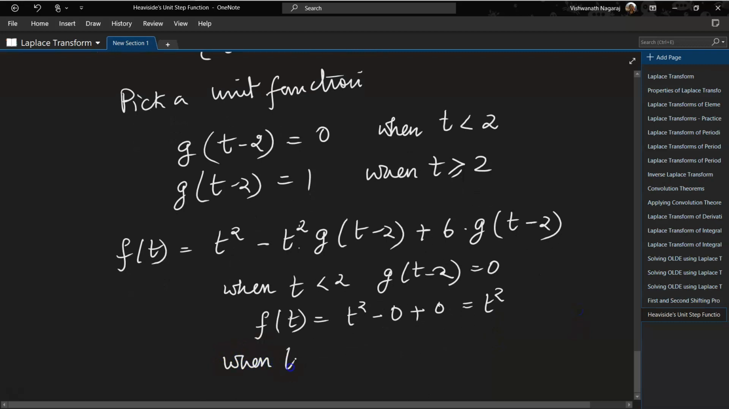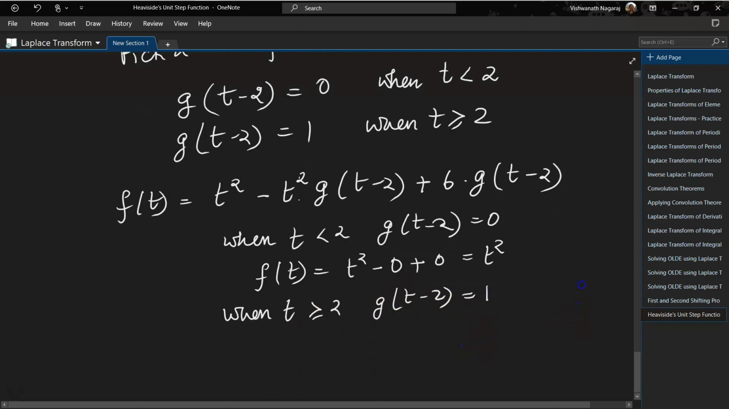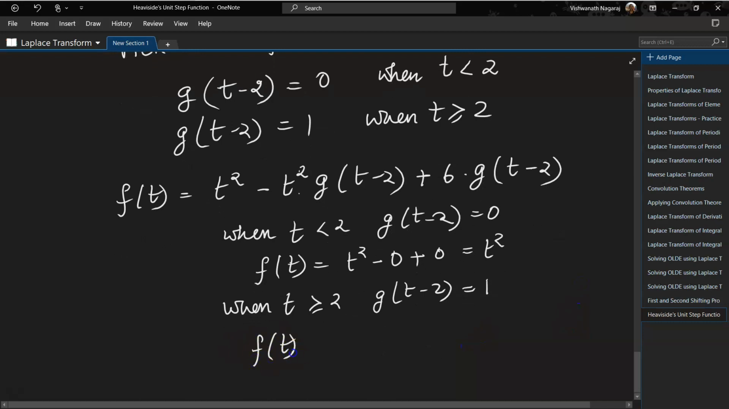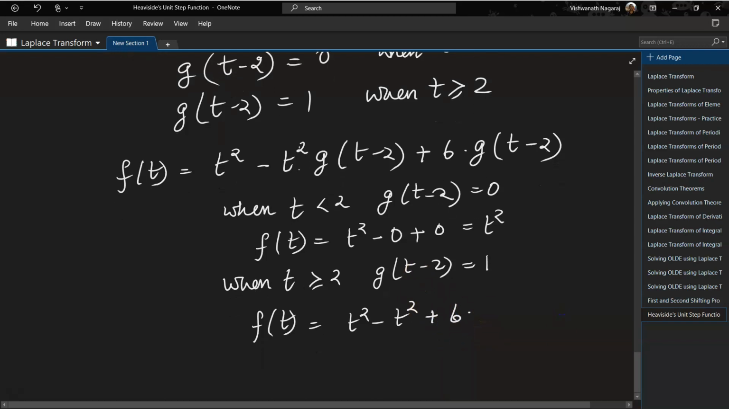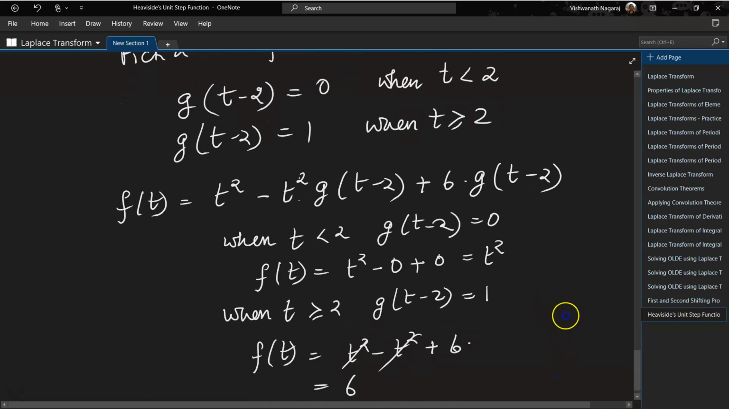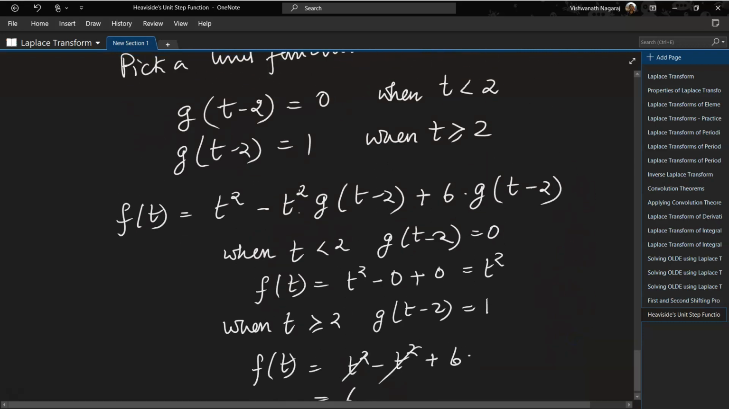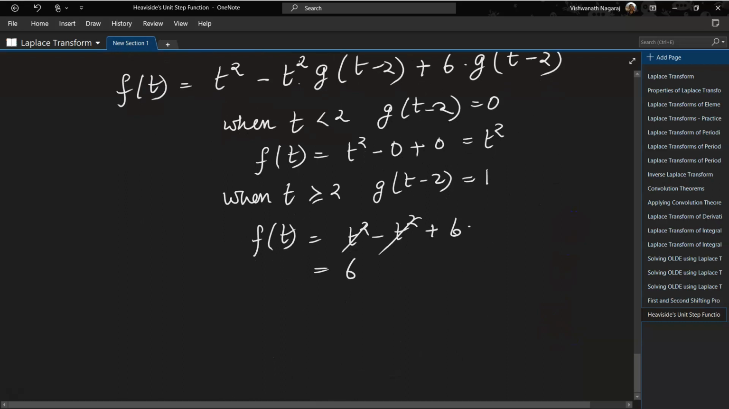Now when t is greater than or equal to 2, then g of t minus 2 equal to 1. So in that case, f of t becomes t square minus t square times 1 plus 6 times 1, right? So which means this disappears and we are left with 6, which is exactly what we wanted. So that means this f of t written in terms of t minus 2 is perfect.